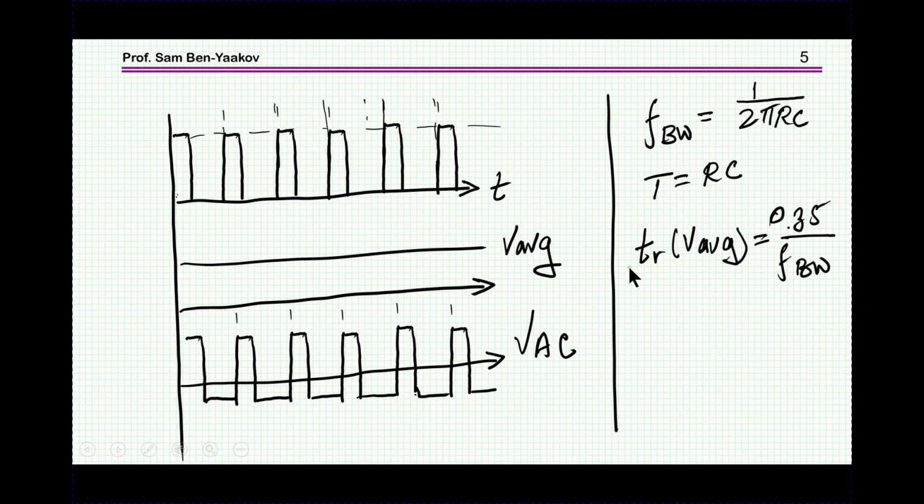Now the bandwidth is of course a function of the RC, and it will be 1 over 2 pi RC, and from the bandwidth you can get the rise time. It is theoretically 0.35 over the bandwidth. So this is for the step.